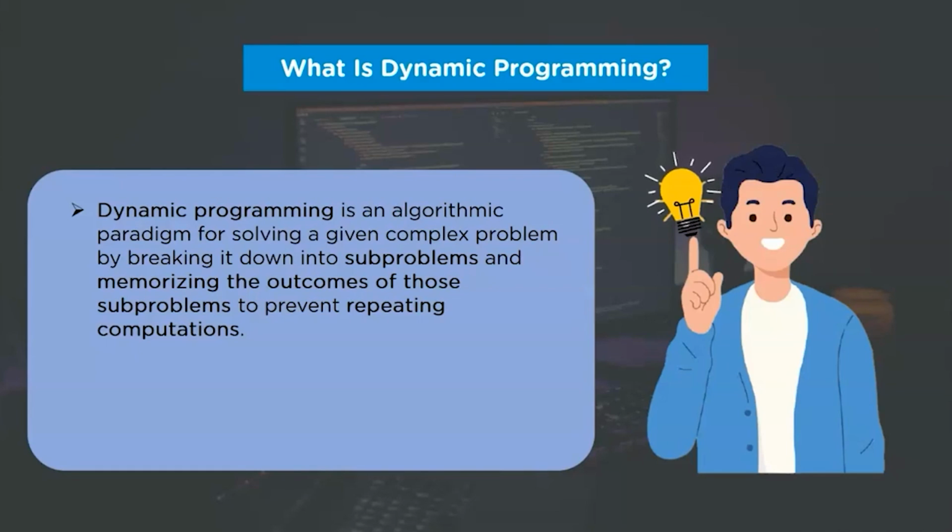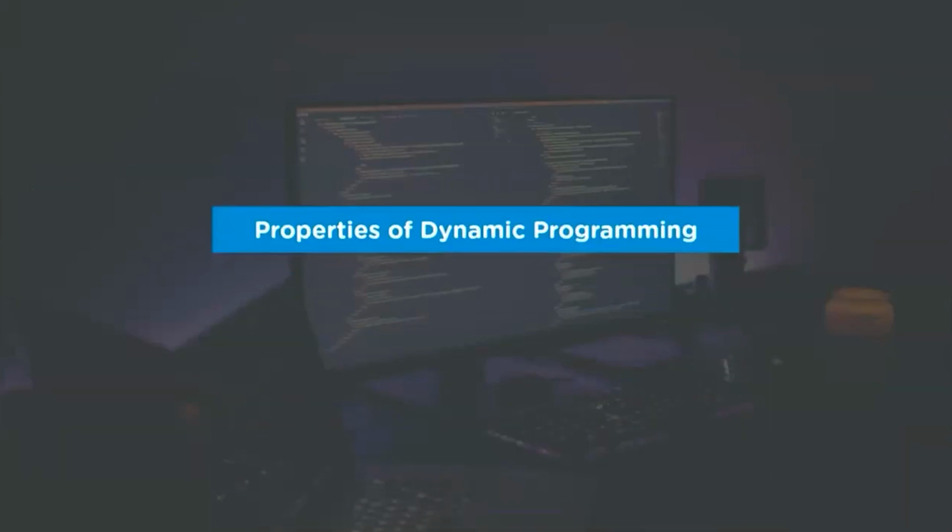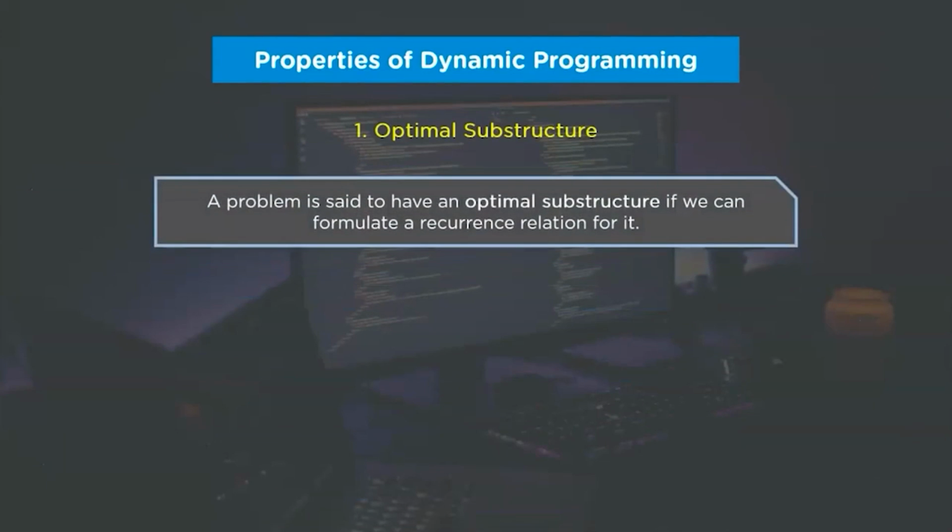Well, that means dynamic programming has different properties than the divide and conquer approach, and the problems which abide by those properties can only be solved using dynamic programming technique. So moving forward, let's discover the properties of dynamic programming. The first property that we have is optimal substructure. If we can establish a recurrence relation for a given problem, then it is said to have an optimal substructure.